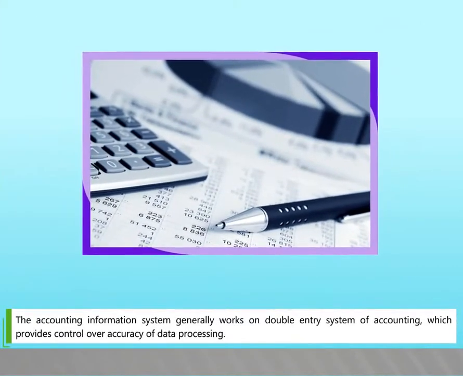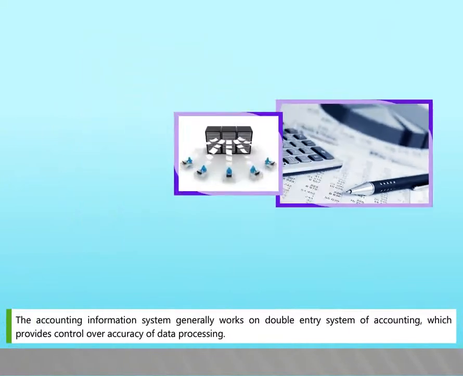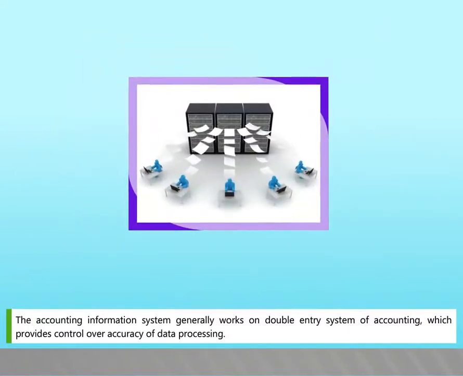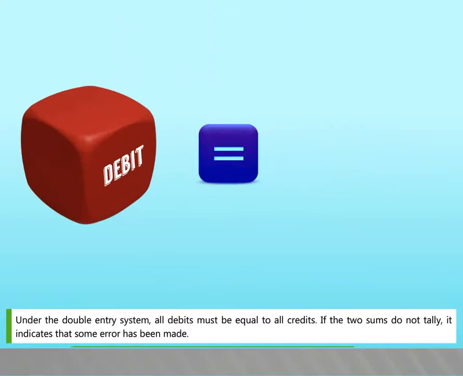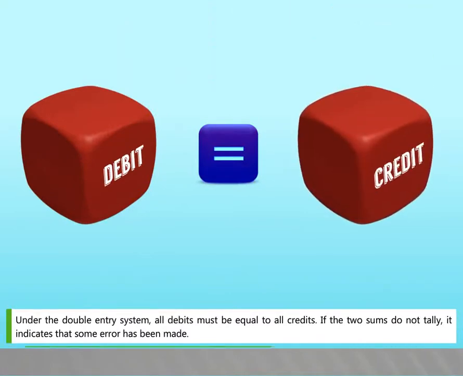The accounting information system generally works on the double entry system of accounting, which provides control over accuracy of data processing. Under the double entry system, all debits must be equal to all credits. If the two sums do not tally, it indicates that some error has been made.